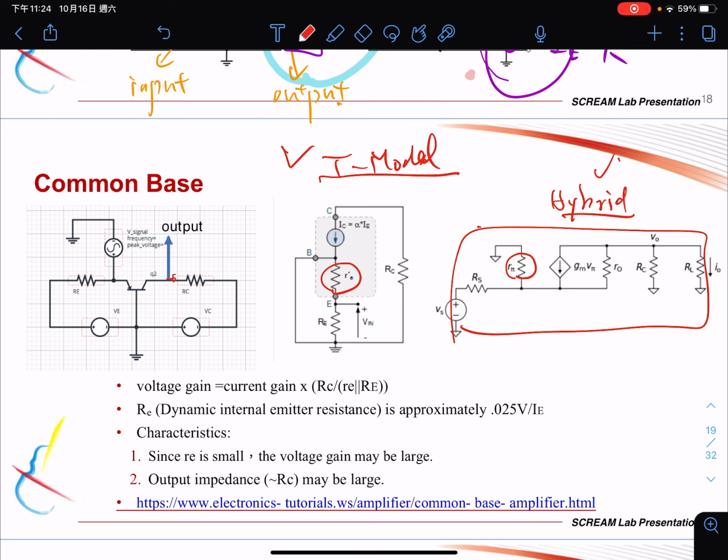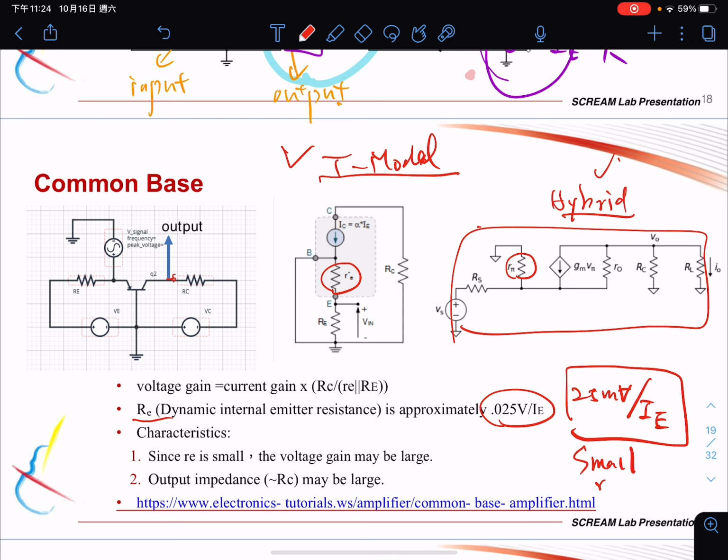Since we are going to use the T model, if we place the resistor here, then the RE is around 25 millivolts divided by IE. Okay, let's remember that. And this is a very small resistor. Let's use this one as our model. And I redraw it in my handwriting notes. Okay, let's remember this is our equivalent model.